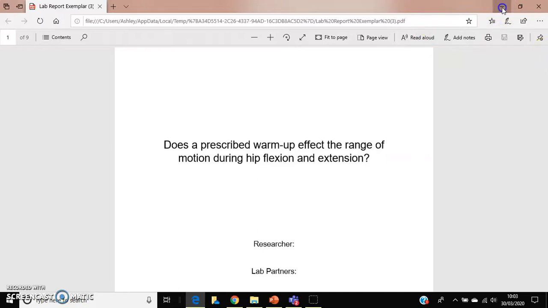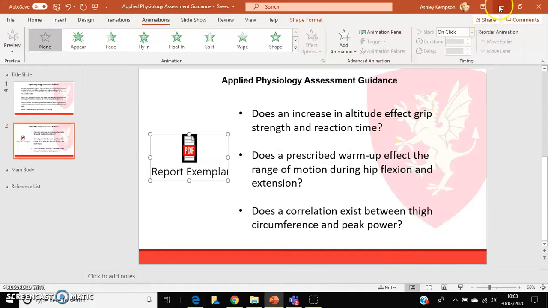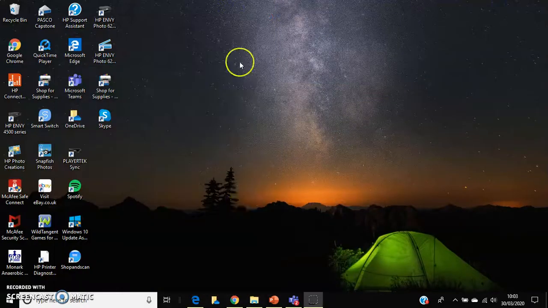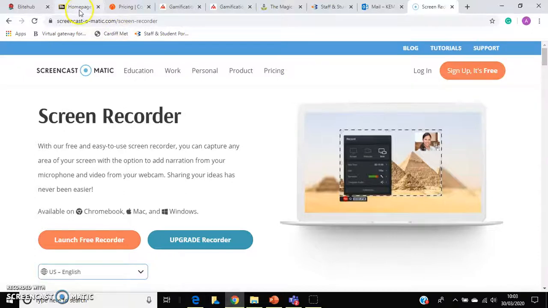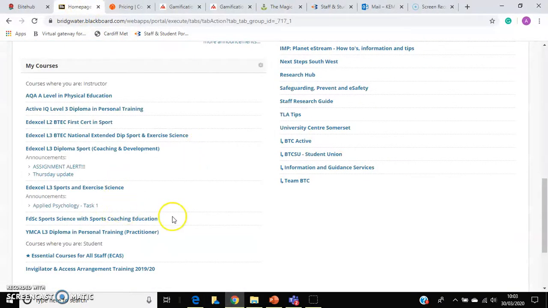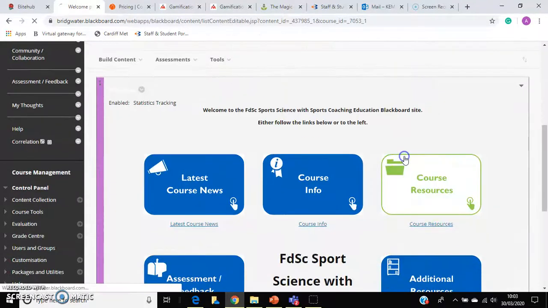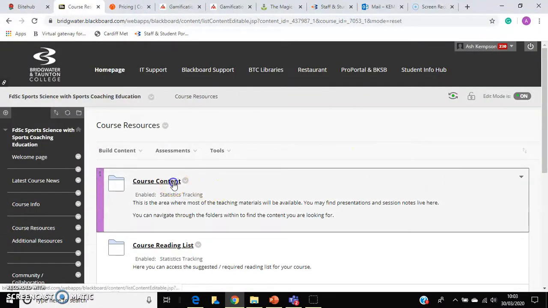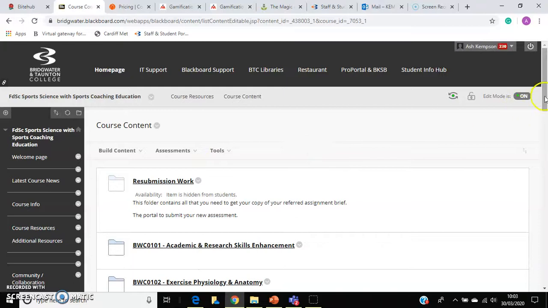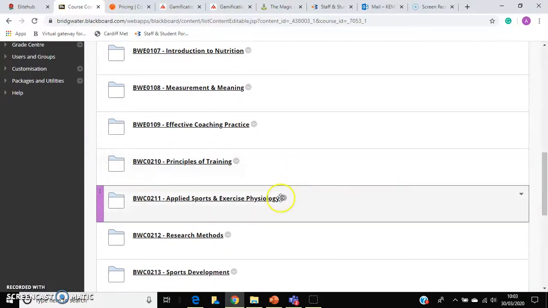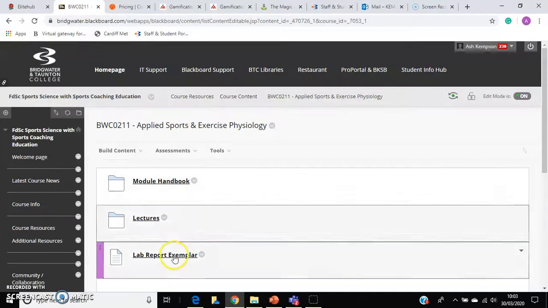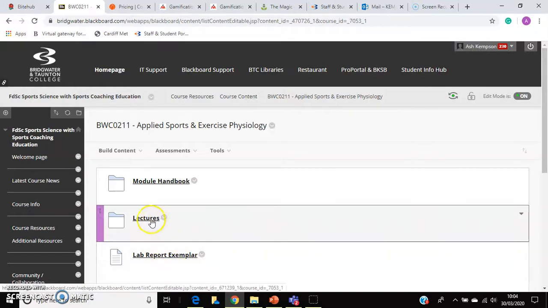So in terms of, let's go on to Blackboard for you. In terms of where this sits on Blackboard, you've got FDSC, that's a picture of Max there, course resources, and then course content. As always, that's where all your resources are. If you go down to applied physiology, you will note you've got your example there, which I put in for you, which allows you to access the document that I just had open.